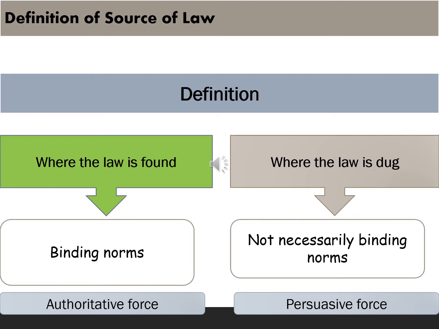Typically, the strength of this non-binding law is persuasive. So many, for instance, judges look at the previous judges' decisions. In Indonesia, it's different with the Commonwealth system. Looking at judges' previous decisions is not compulsory in a continental system like Indonesia, but it is persuasive for judges to look at previous judges' decisions in order to create legal certainty within the law enforcement in Indonesia. So that is the difference between the definitions of sources of law, where the law is found or where the law is dug.